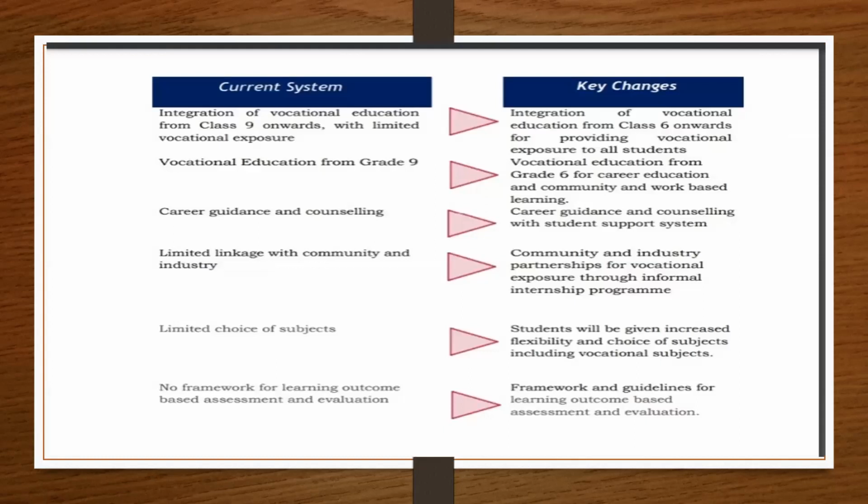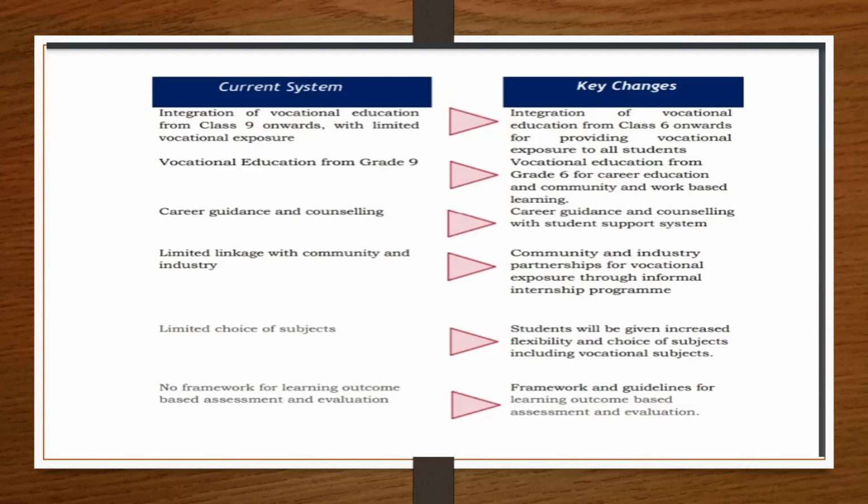So, we can compare the current system of education with what key changes will be taken in the new education policy. You can see from this PPT that in current system there is the integration of vocational education from class ninth onwards with limited vocational exposure, but in new education policy there will be the integration of vocational education from class 6th onwards for providing vocational exposure to all the students.